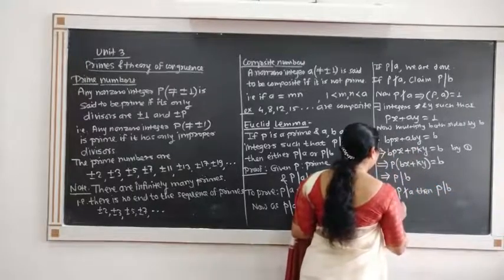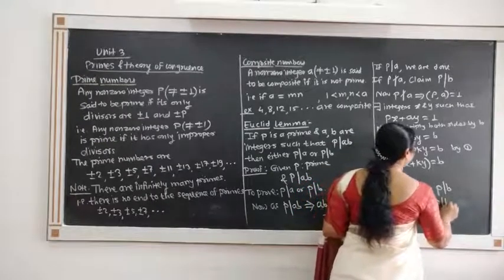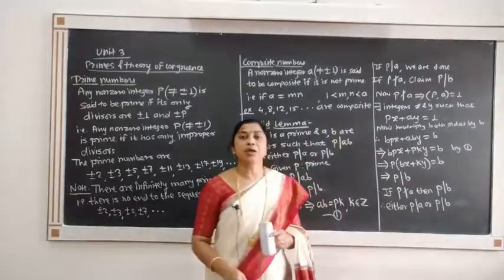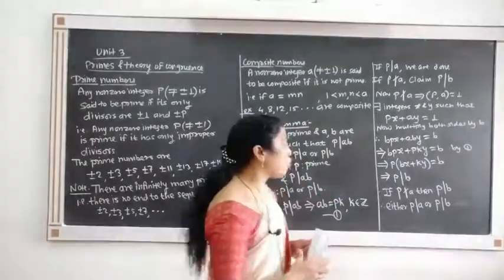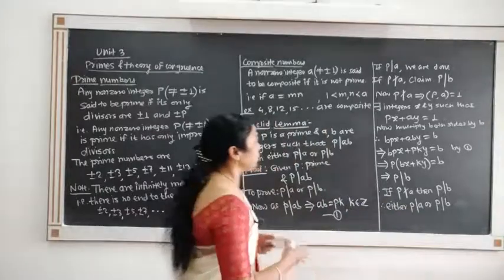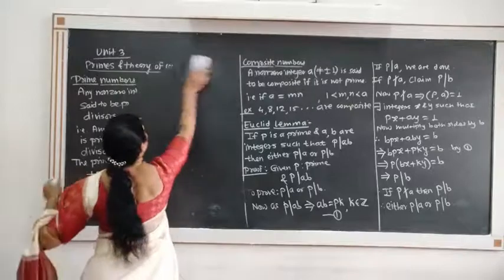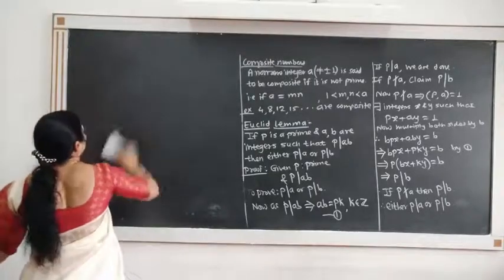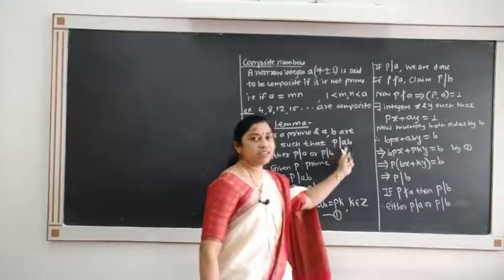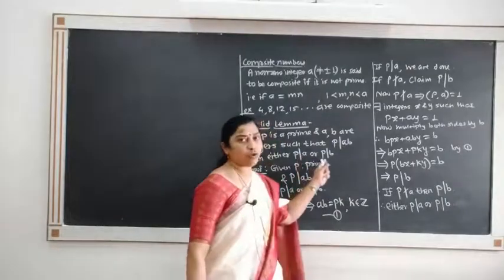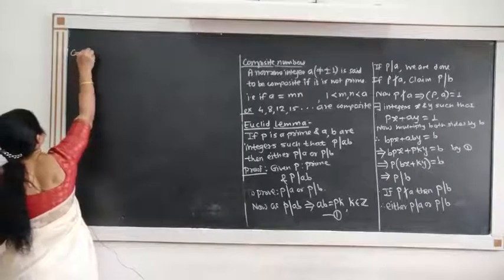Therefore, either p divides a or p divides b. So for a prime, we have the theorem: if p is a prime and p divides the product ab, it should divide at least one of them, either a or b. The result can be generalized. We have proved it for two integers. We can generalize the result. So the next corollary is a generalization of the above result.